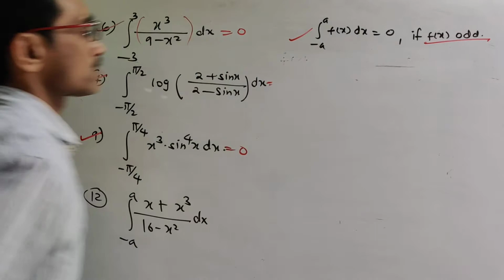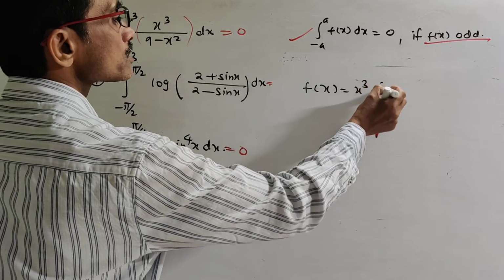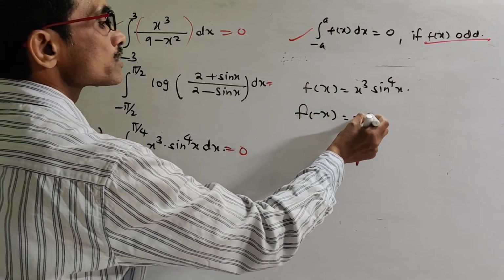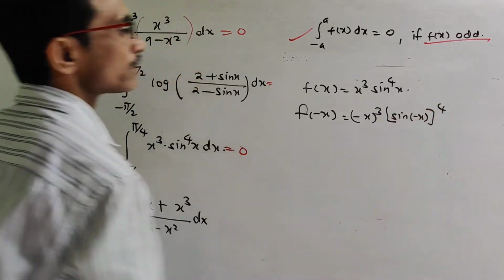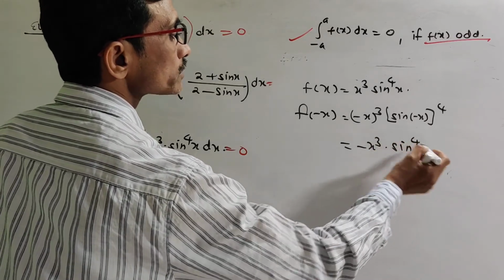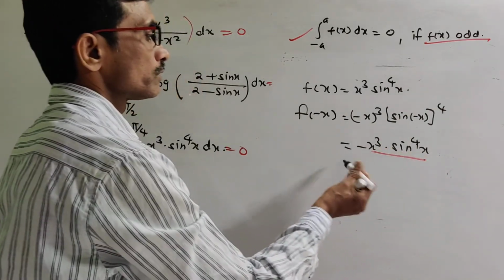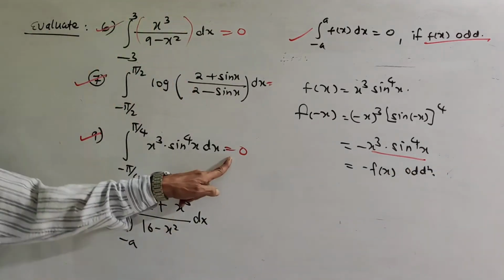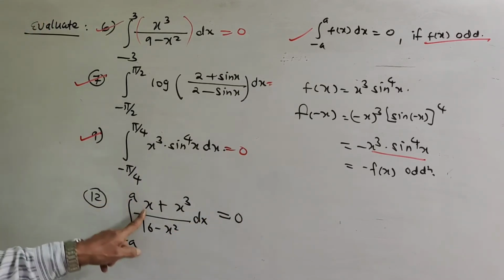Our function f(x) is x cube sine to the power 4 x. So f of minus x is minus of x cube sine of minus x to the power 4, minus x cube. This is sine to the power 4 x because minus sine raised to power 4 will be plus, and this is what? f(x). So it is minus f(x). So again it is an odd function. Therefore the value of this integral is 0. Similarly this is also equal to 0 because minus a to plus a, and this is odd function.